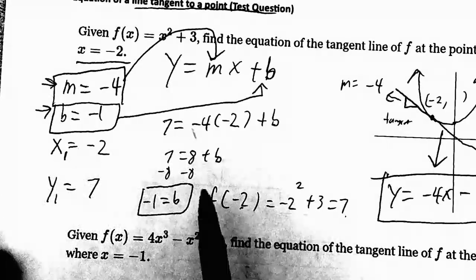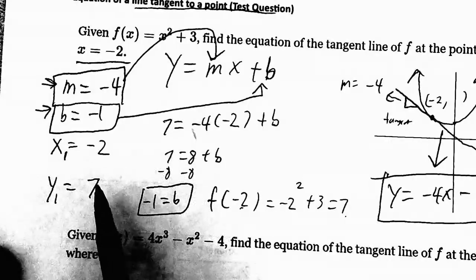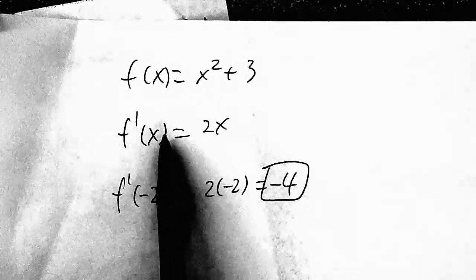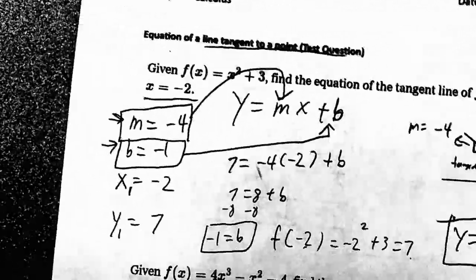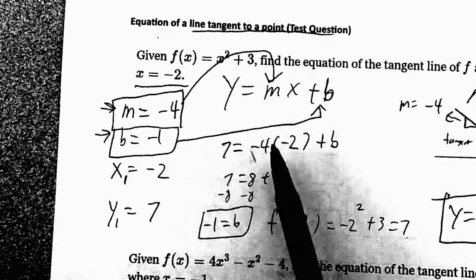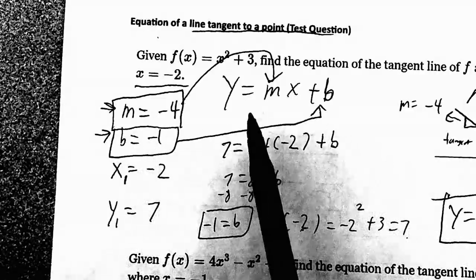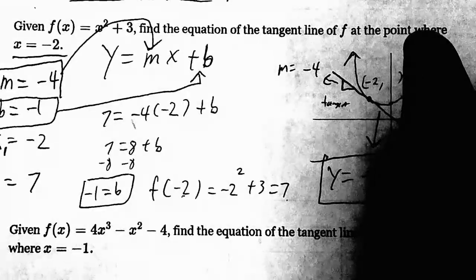You're going to plug it in to get the y, and then you're going to use both of these and the slope, which you find by taking the derivative and plugging in that x value. Once you get m, x, and y, you plug them into the equation to solve for b. And then once you have b, you substitute these back in to find the equation. And these are the steps.